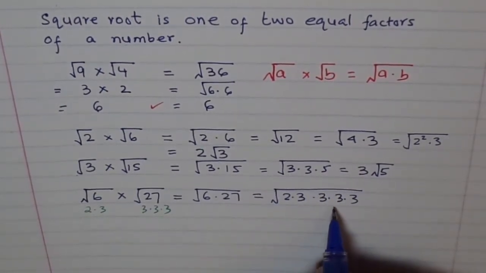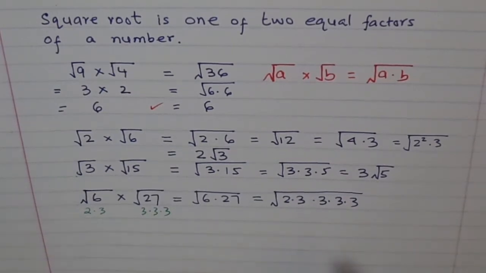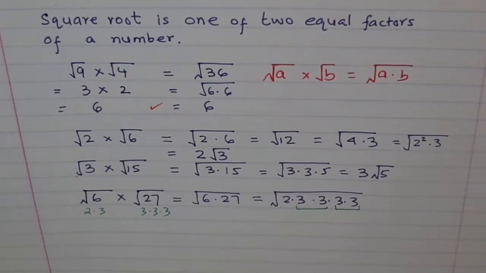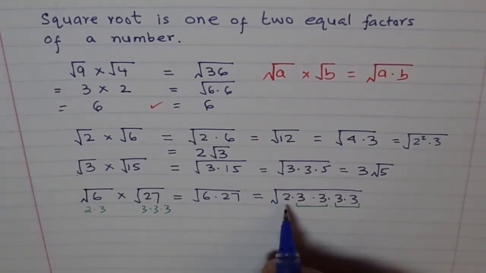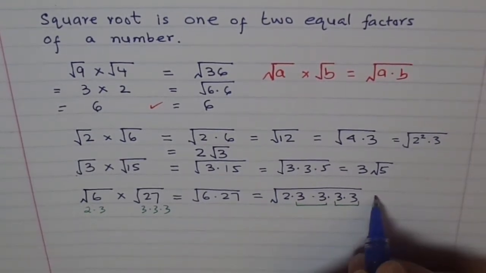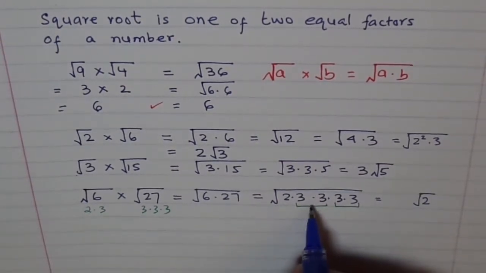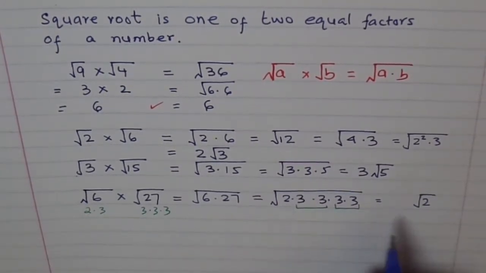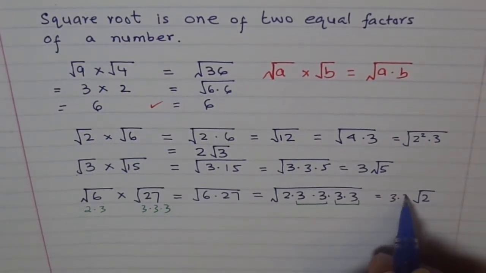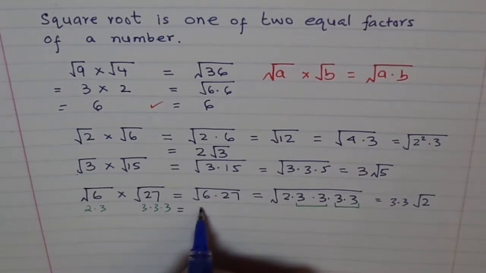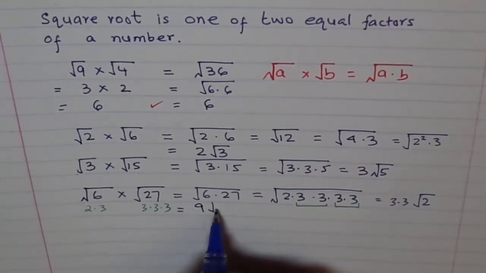Now how many equal pairs do we have? Each one can be brought out, you see. So 2 doesn't have a partner, right? So 2 remains there. So this is equals to, let's put 2 first here, and we can bring out 1 3 from these two and 1 3 from here. So we get 3 times 3 out. Do you see that? Which is 9. So this is equal to 9 square root of 2.